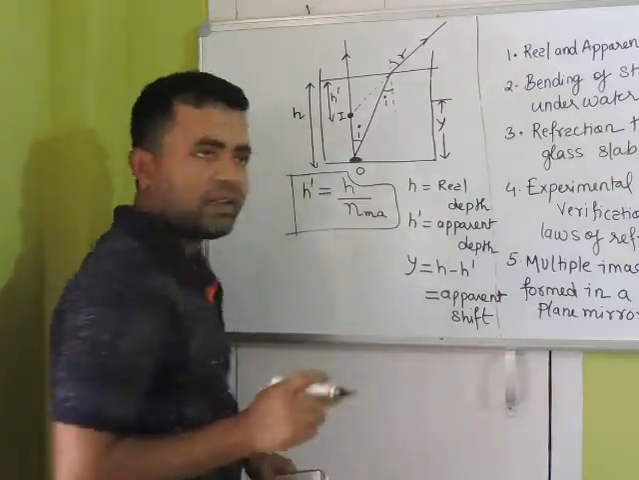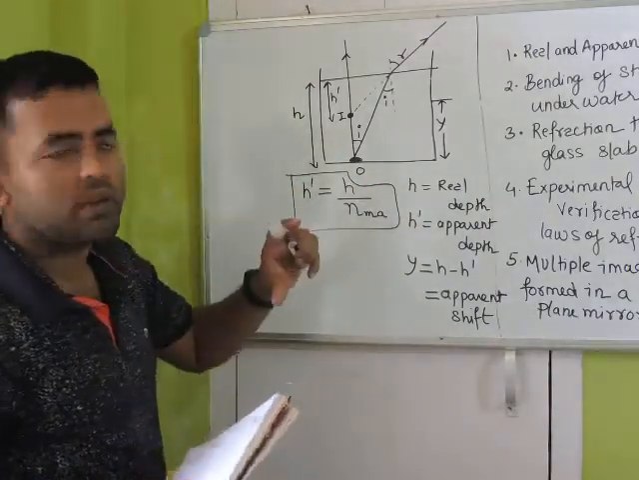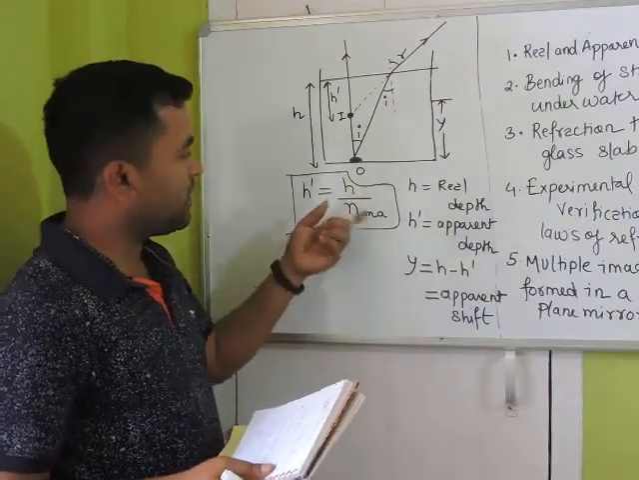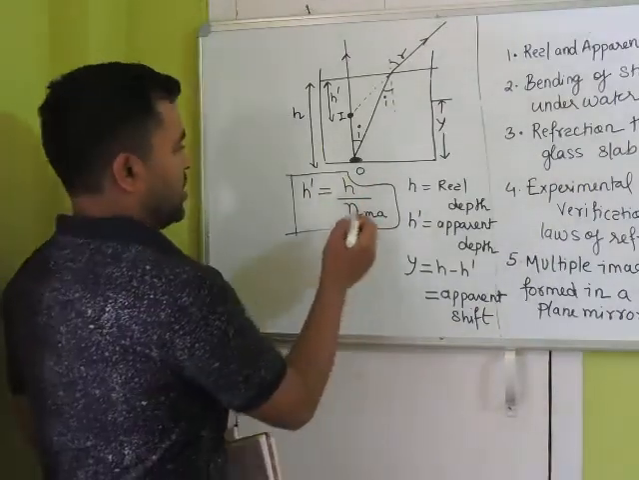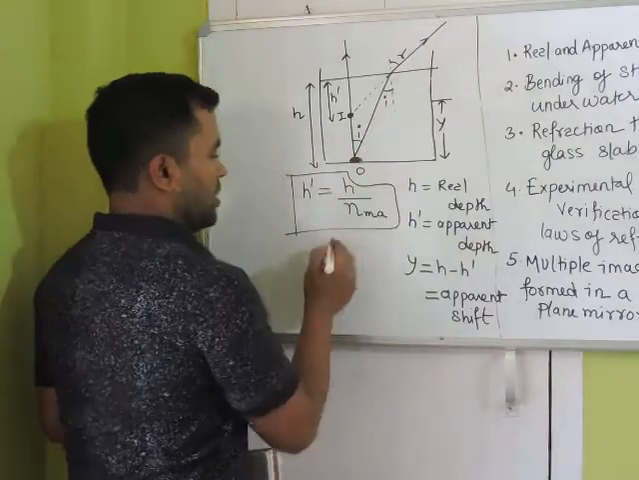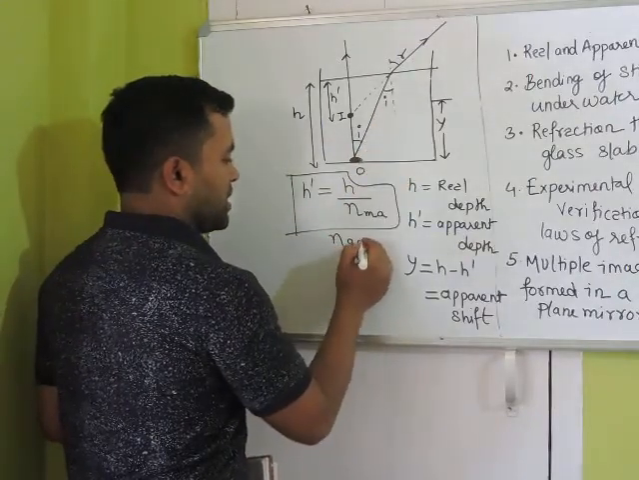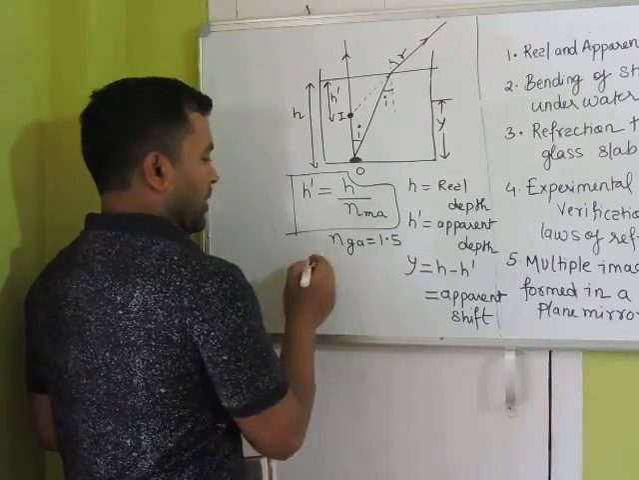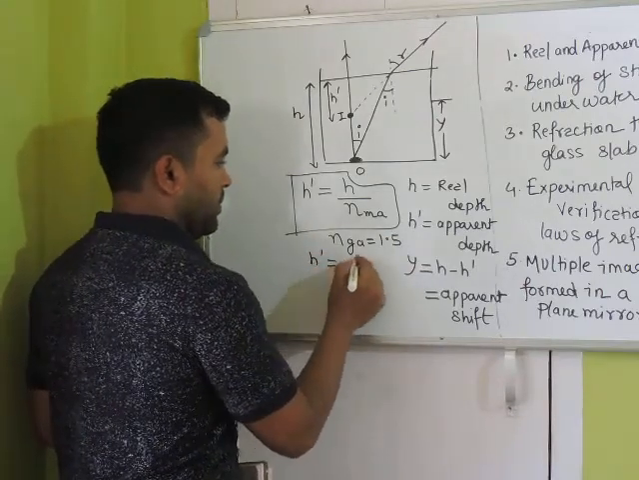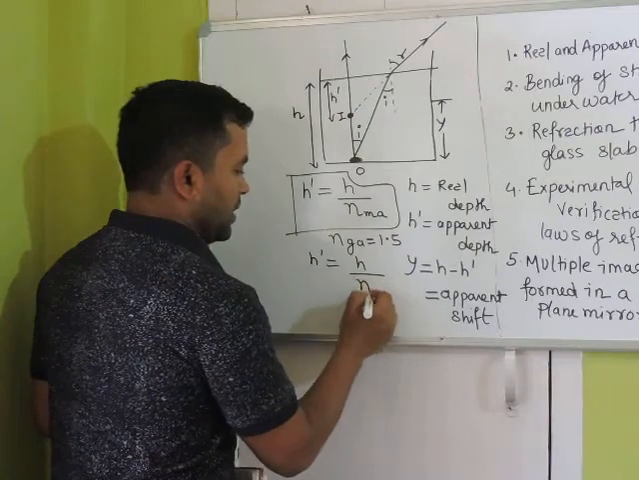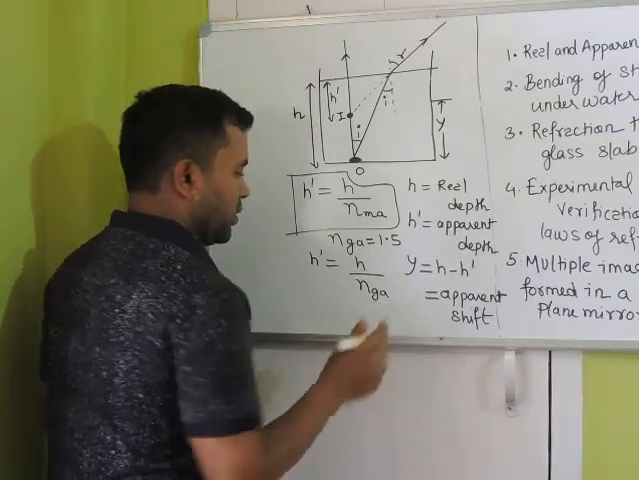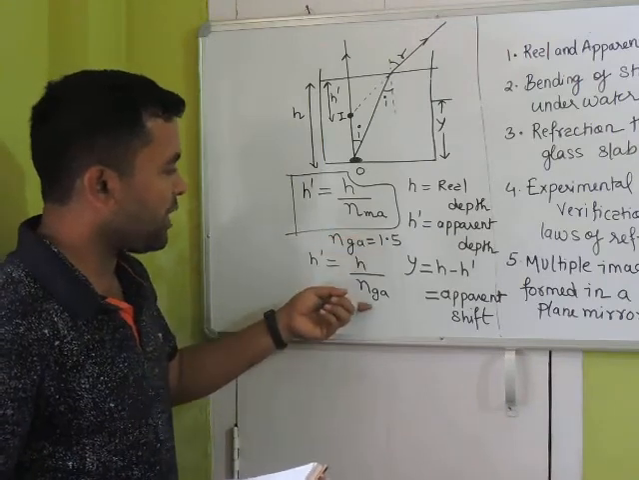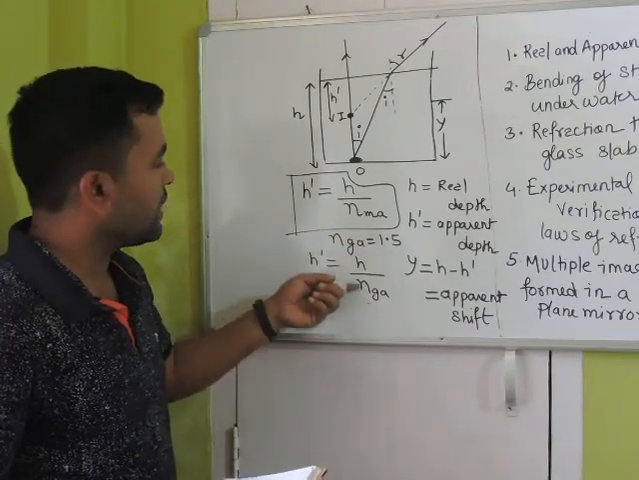Now to understand this, suppose you have a paperweight. Its glass refractive index is 1.5. So this is glass, and the refractive index of glass with respect to air is 1.5. So h prime will be h by n_ga. Okay, so you can see that h prime is 1.5 times less than h.